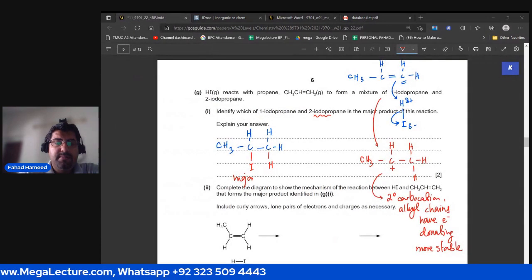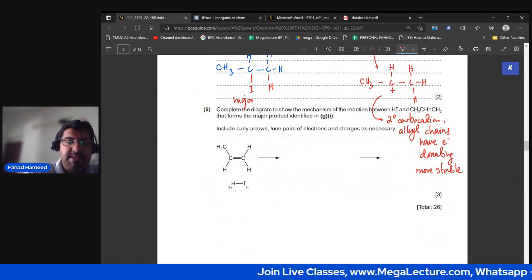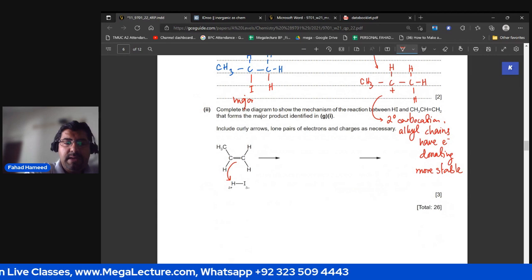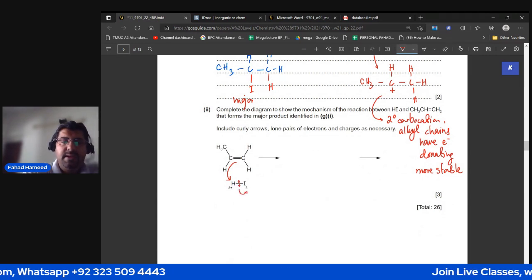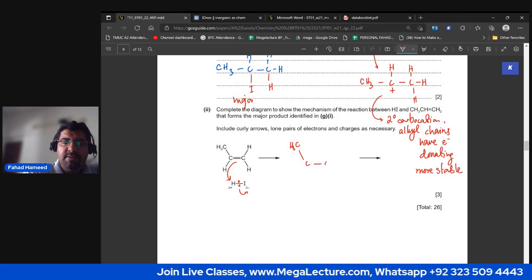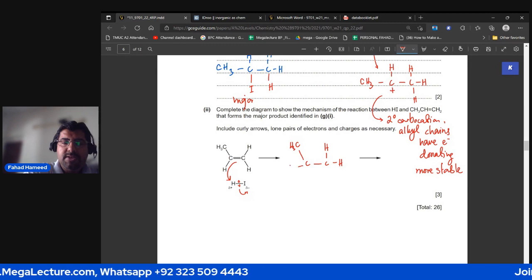So now the next part is about the mechanism. So you just have to write the mechanism. So you have a positive H. All you have to do is make one arrow, and the iodine electrons are getting repelled. The carbocation would be formed. So it's going to be CH3, the double bond would go away, it's going to be H, and there's another H.